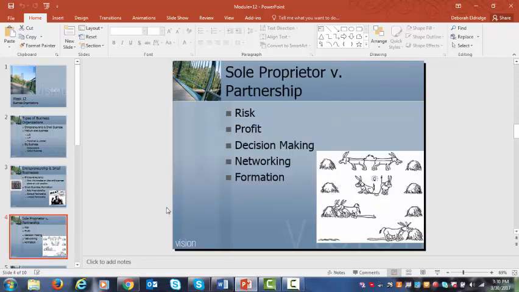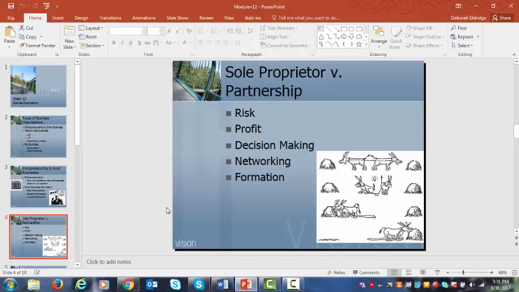So sole proprietorships, you have risks, profits, benefits, decision making. Everything with a sole proprietor is on the sole proprietor. So you've got the risk. You're going to get all the profit, but all the decision making is by that one person, because sole proprietor means that just one person is running the operation.